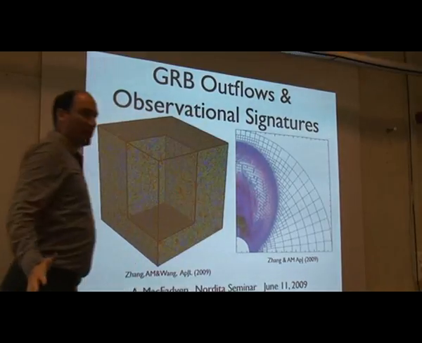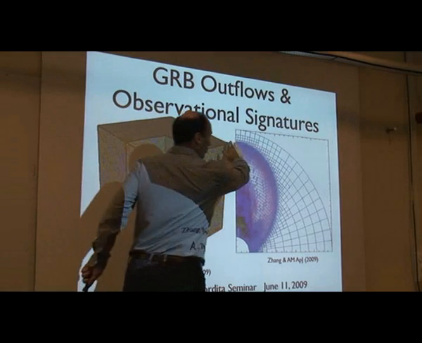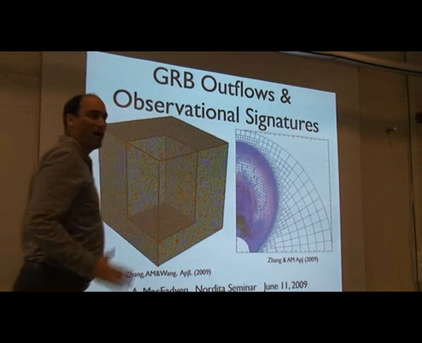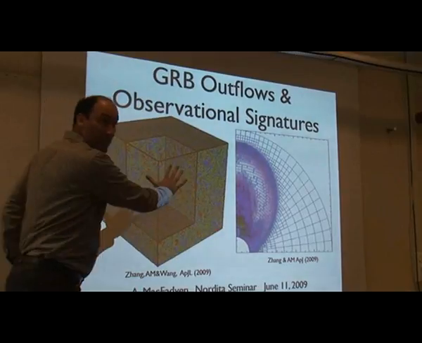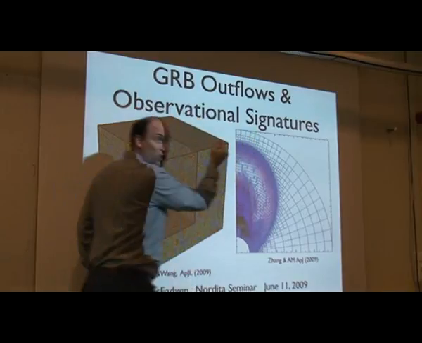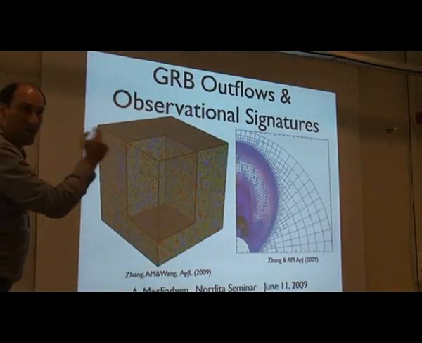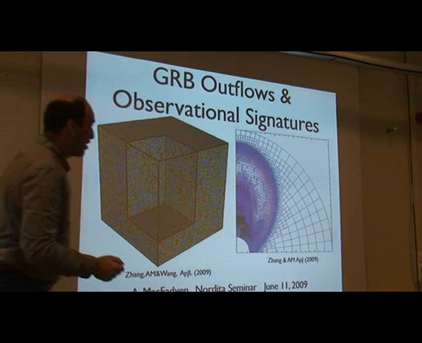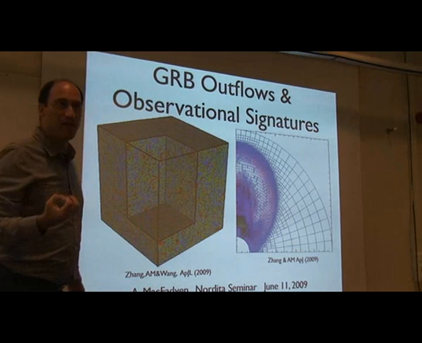So in the Blandford-McKee solution, which describes a spherical relativistic shock, the energy and density in the shell in the lab frame is compressed into a very thin shell of width r over gamma squared. So it's a very thin structure, so it's hard to resolve. So what this code is doing is it's automatically refining until we resolve that shell.